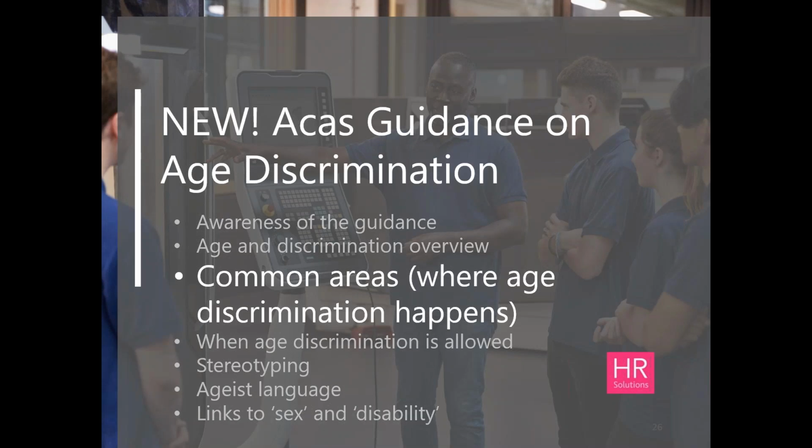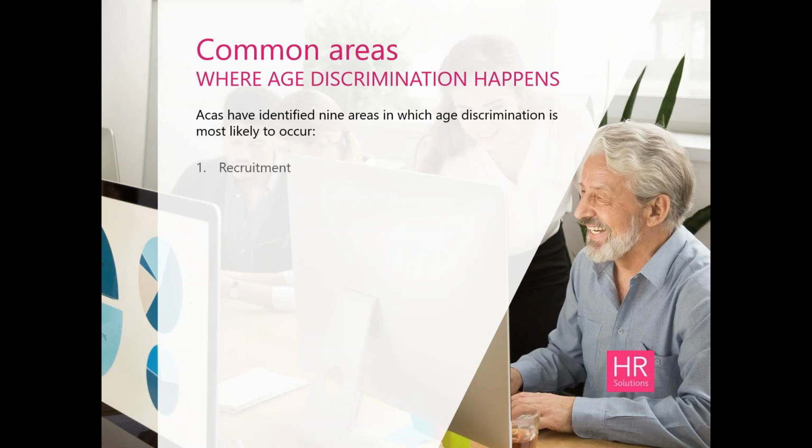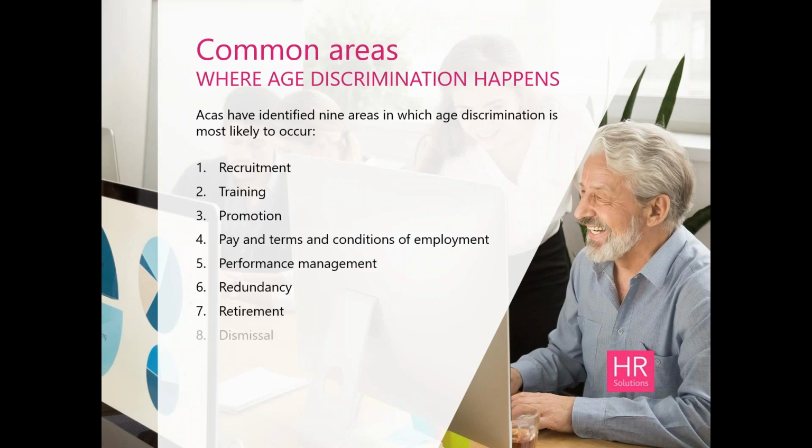So let's move on then and have a look at the areas Acas have identified as being some of the more common areas where age discrimination happens. So they've identified no fewer than 9 areas where it's likely to occur, and when you have a look down the list there, it covers a lot of the employee life cycle actually. So we've got recruitment, training, promotion, pay and terms and conditions of employment, performance management, redundancy, retirement, dismissal, and lastly we've got flexible working as well. So there's some really key areas that probably come up quite a lot for all of us.